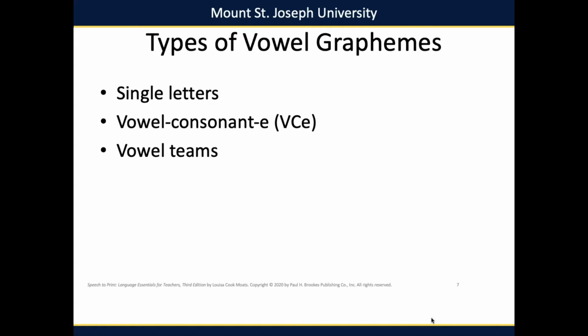For example, the long A sound is predictably represented as AI in words like rain, or as AY in words like pay. Which to use is also predictable and represented by a pattern that can be taught. And there are vowel R combinations: OR, UR, ER, AR, and IR.